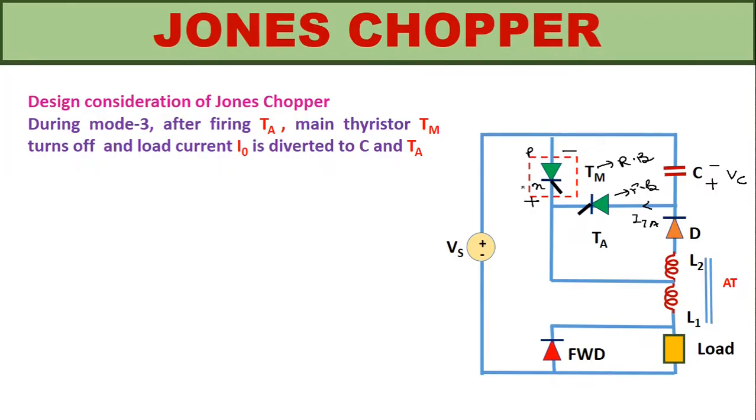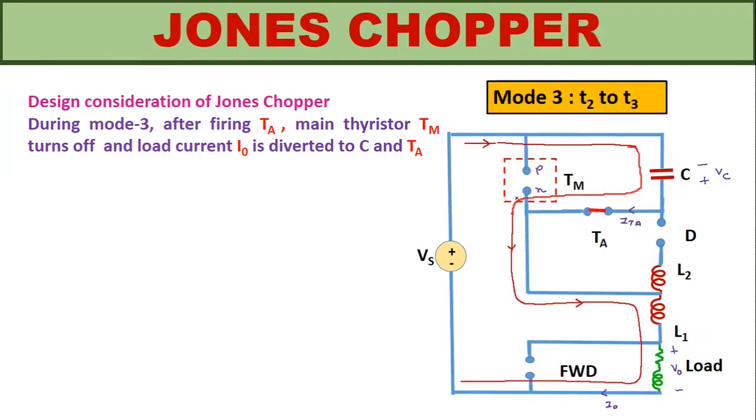So as soon as it will act as open circuit, the load current will be diverted to the commutating capacitor C and auxiliary thyristor TA. That means our load current will flow from this source to capacitor, then it will go to auxiliary thyristor, then finally it will go to this inductor L1, then to the load, as shown by the red arrow line in this diagram. So this is the circuit diagram of the Jones chopper in the mode number 3 operation, which goes from time t is equal to t2 to t3.